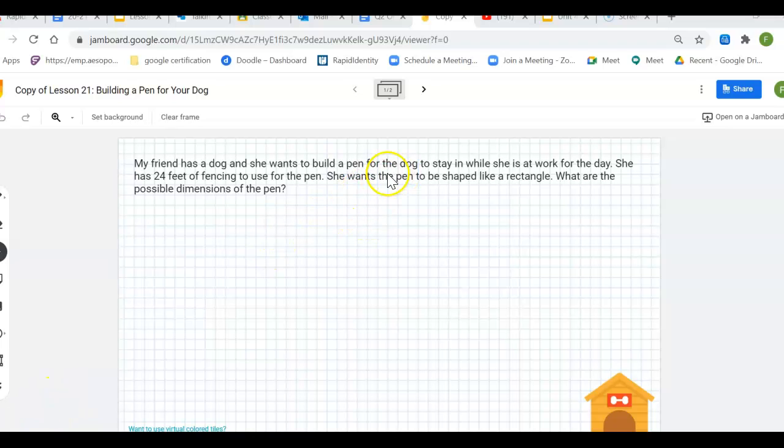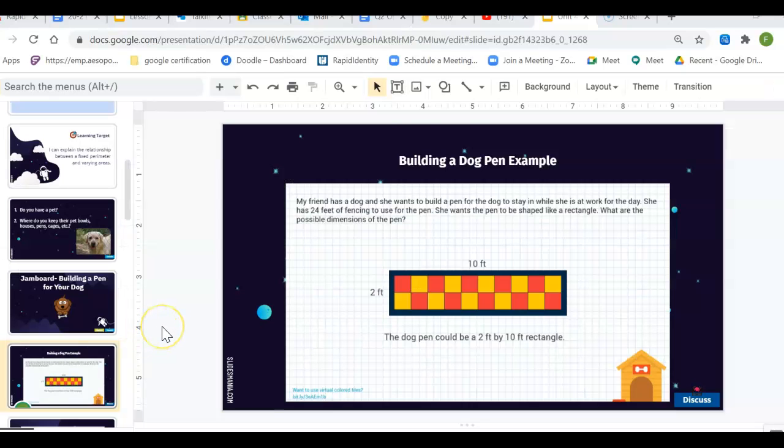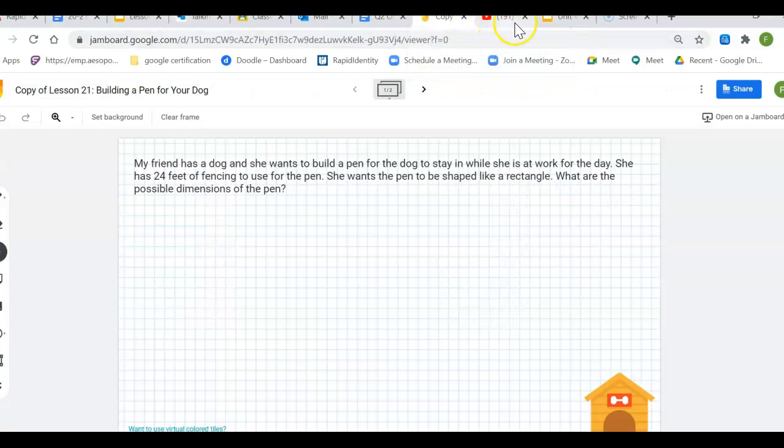Now, if you look closely on this Jamboard, there are square tiles in here, and each of these square tiles can represent 1 square foot. You can use one of these to represent 1 square foot, and you can utilize these as you're solving your problem. Okay, so you can use this grid paper. There are a few different possibilities, guys, when you work on that Jamboard to solve this.